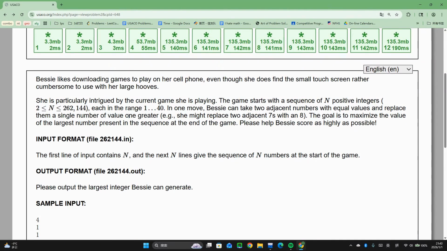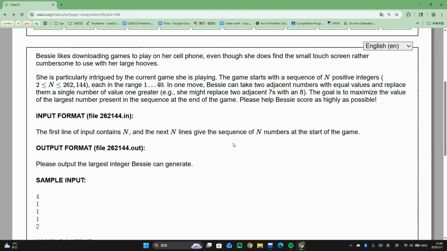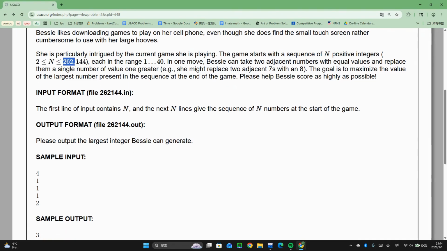Anyways, basically you have the exact same thing as 248, the last problem. You have a bunch of numbers on a line, one-dimensional instead of two-dimensional like 2048. However, this time the numbers are only within the range 1 to 40, and you're trying to find the maximum number you can get by combining adjacent identical numbers into a number one higher. So you can replace two adjacent 7s with an 8. Pause the video first and think about it yourself. Also, here's where the 262144 shows up. It's the size of n.